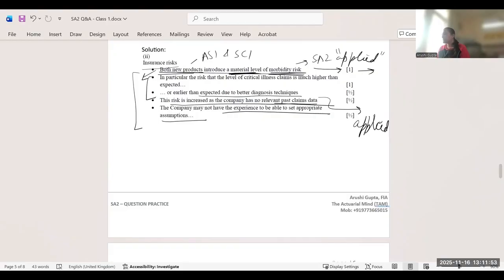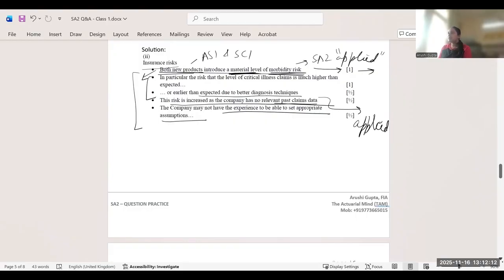Yes. Arushi, just one question. In the first bullet, we are writing that it's a material morbidity risk. And in second, we are saying critical illness claims are much higher. So more or less it's the same thing, right? So, but still it is 2 marks.